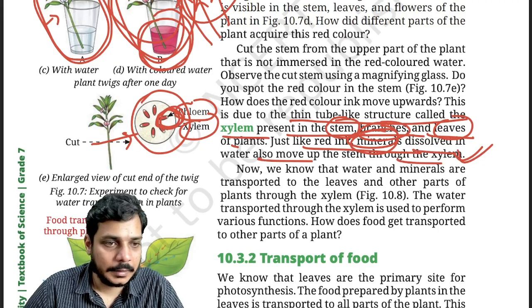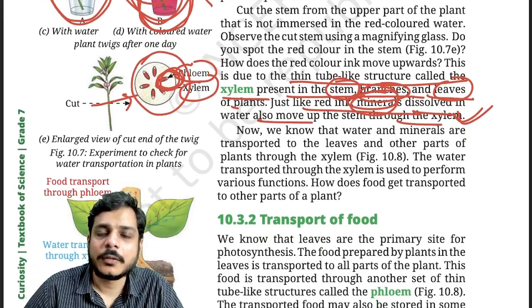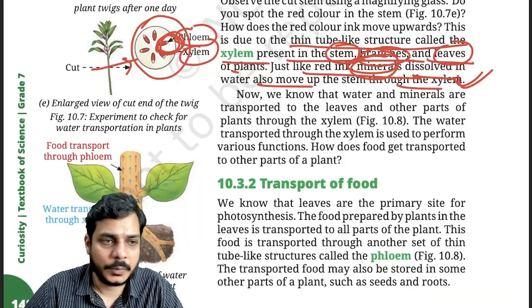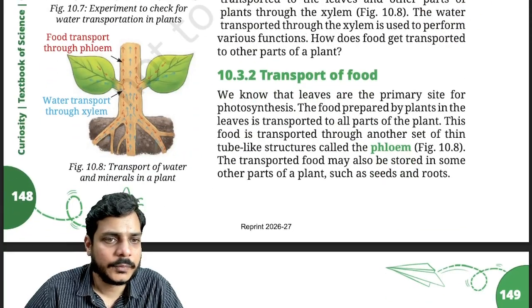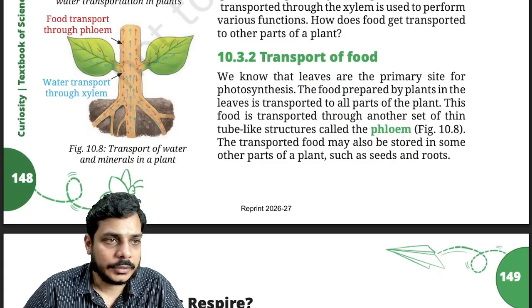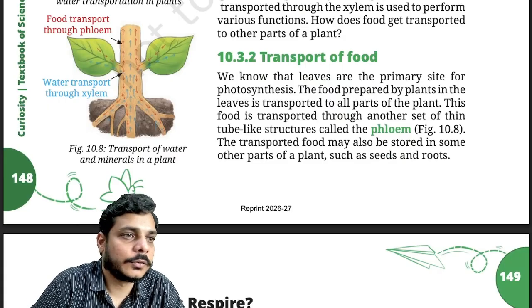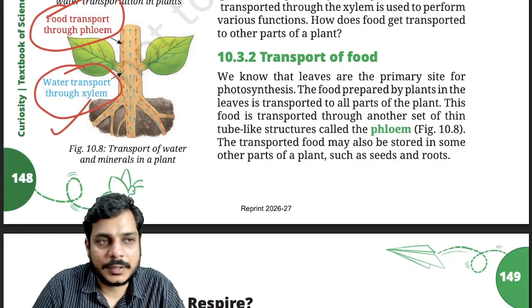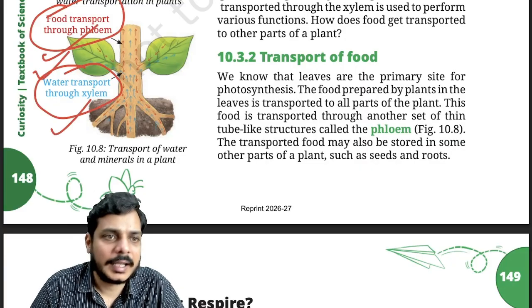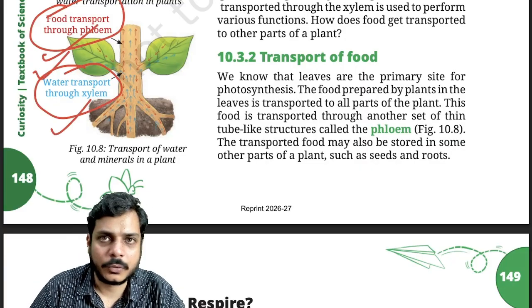Okay. Now, what about food? We were talking about water and minerals. We are clear, okay? Because just like red ink travels, they will also travel. What about food? You will see that food is transported through phloem and water is transported through xylem. These are the two pipelines. You could say they are pipelines for transportation of food and water.